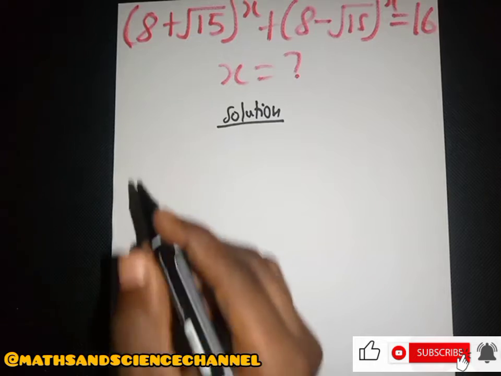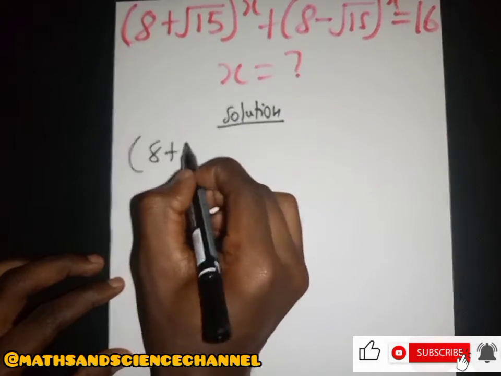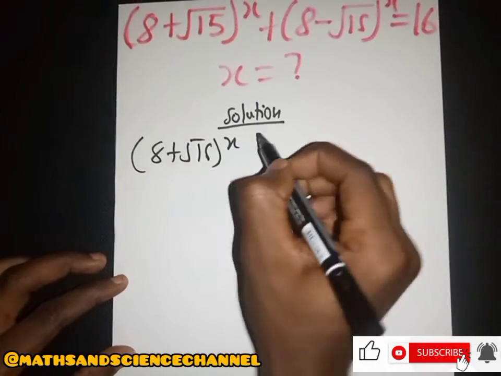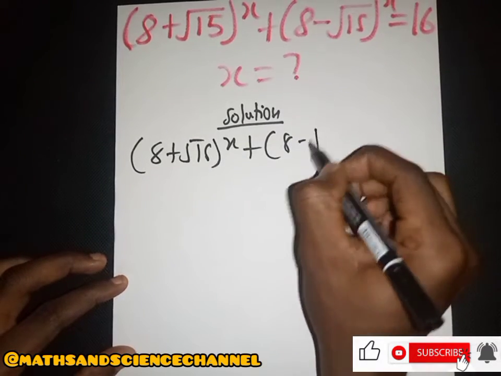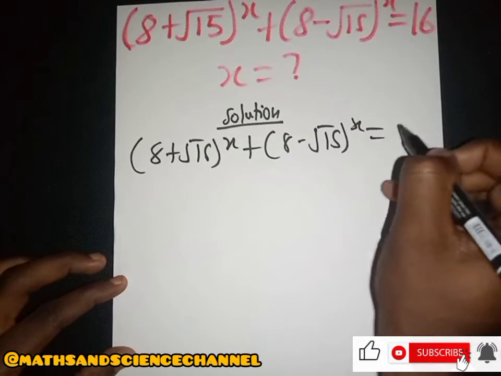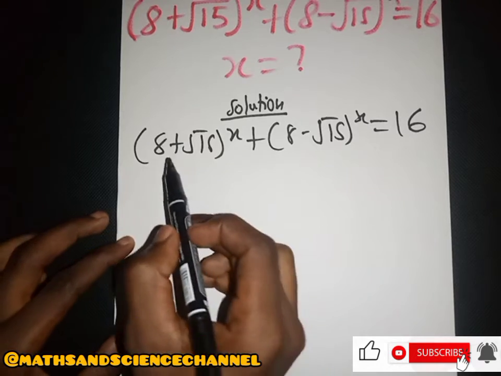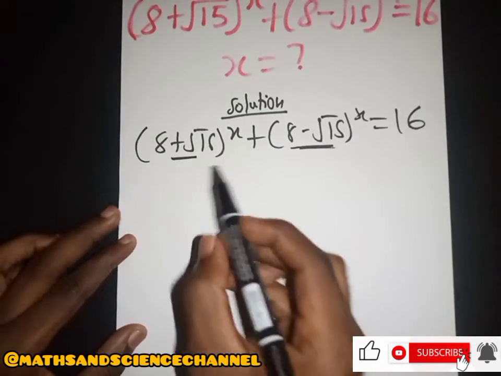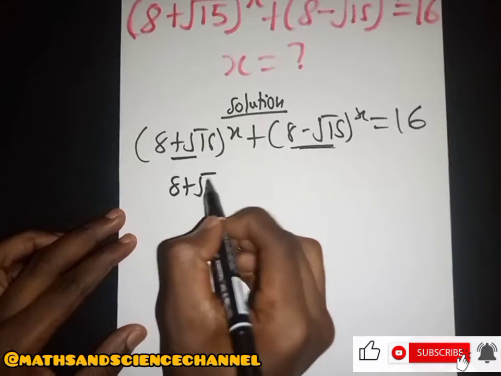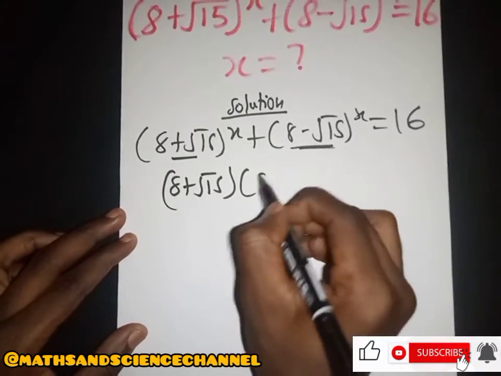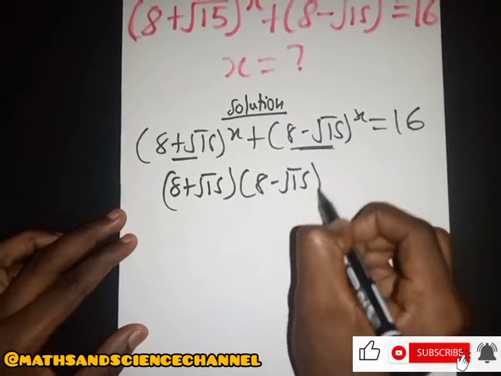So we have 8 plus the root of 15 to the power x, plus 8 minus the root of 15 to the power x, equal to 16. Now how do we go about this? Quickly, what I'm going to do is take the product of these two values, 8 plus the square root of 15 and 8 minus the square root of 15, and then we are going to see why we are taking the product of that.